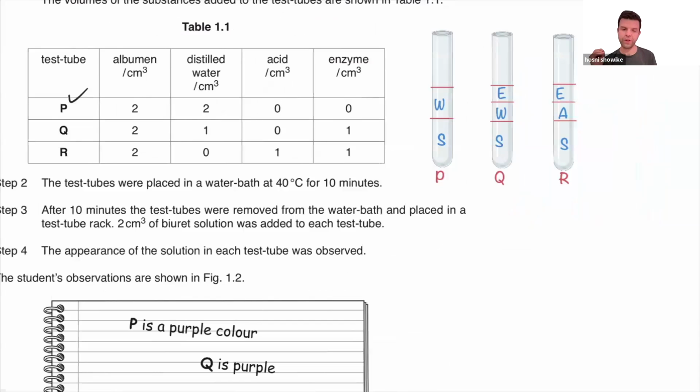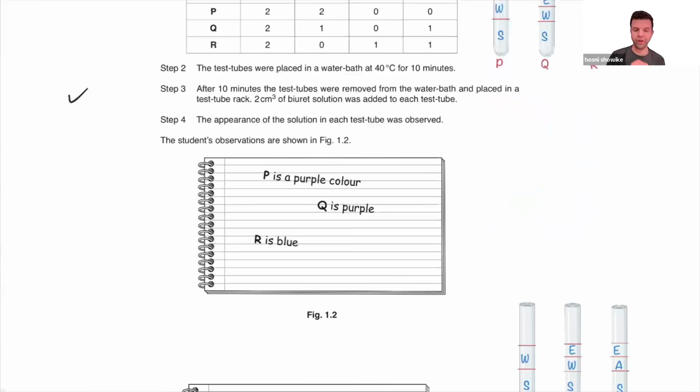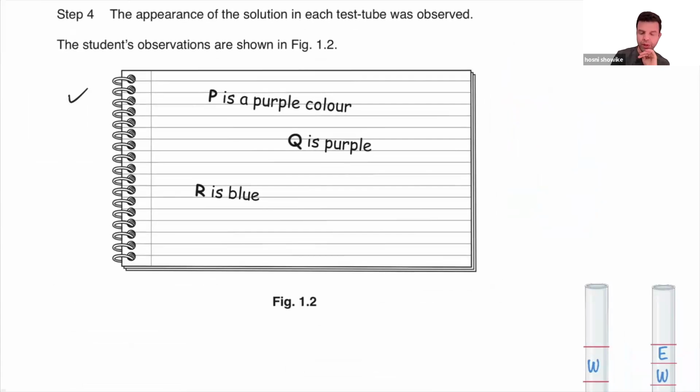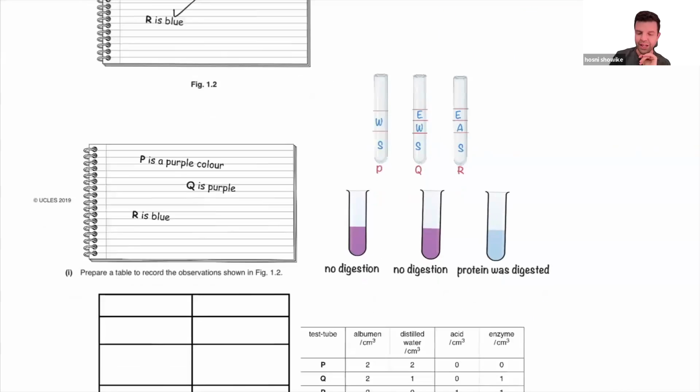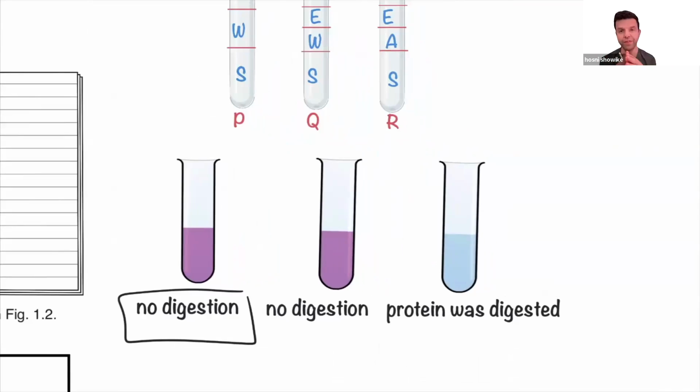Okay, so basically, they want to see how the acid in R affects the rate of digestion. Here are my observations first. They said P stayed purple, Q is purple, and R is blue. What does that mean? With the Biuret test, if the color stays purple, this means there was no digestion. The protein is still present, okay?